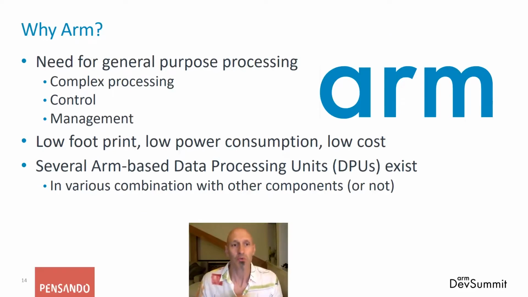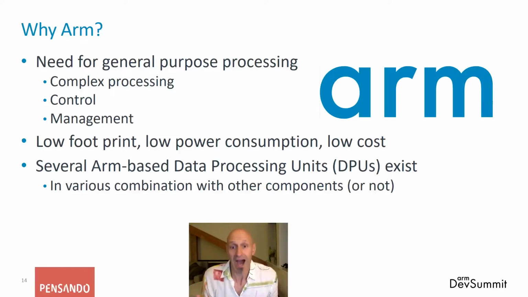Now, why do we use ARM processors? We use ARM processors because we need general purpose processing on the DPUs that are being deployed at the network edge. I am using the Pensando Distributed Services platform as an example, but many of the aspects I discuss also apply to DPUs of other providers. We have a requirement to have fairly complex processing. We want to run control functions and management functions on those DPUs. So we need general purpose processing.